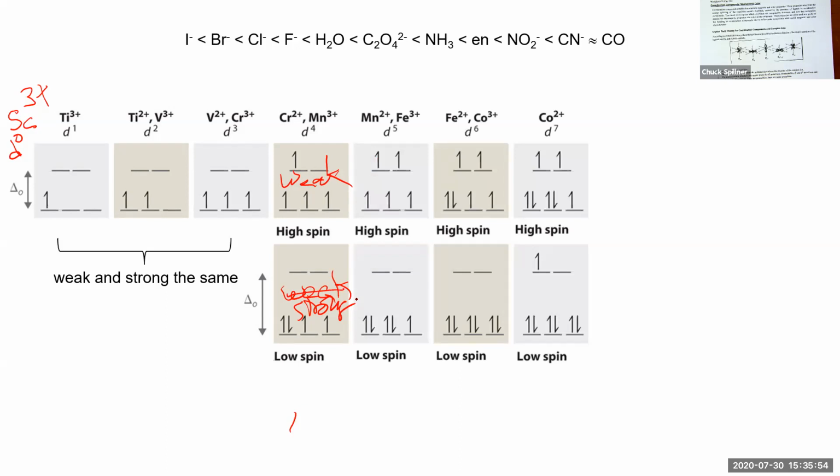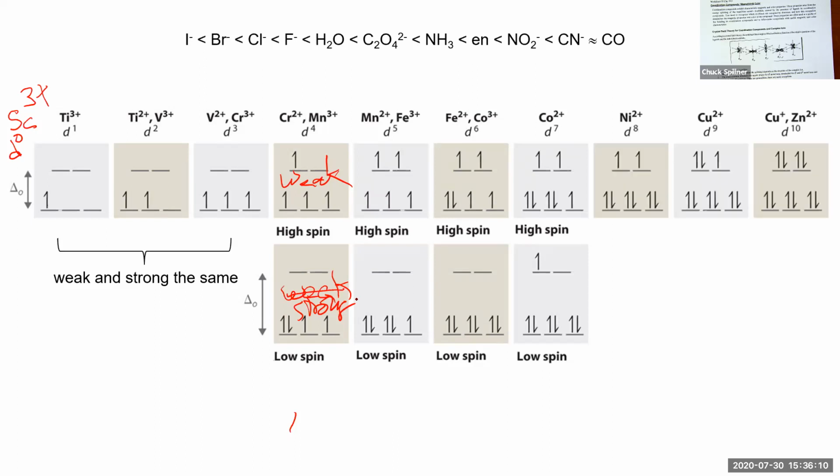So for D5, D6, and D7, there's a difference between the occupation of the orbitals by electrons. There's a difference between the strong and the weak field cases. And lastly, when you get to D8, D9, D10, they're all the same. So it doesn't matter if you have a weak or strong field, it's the same.